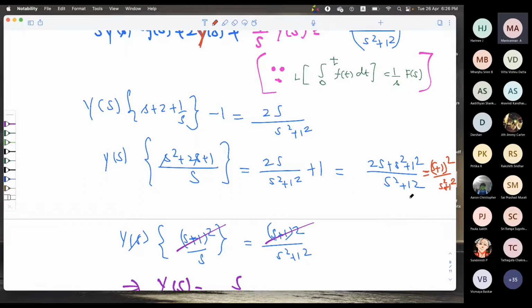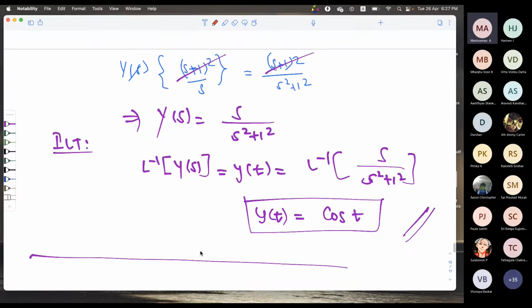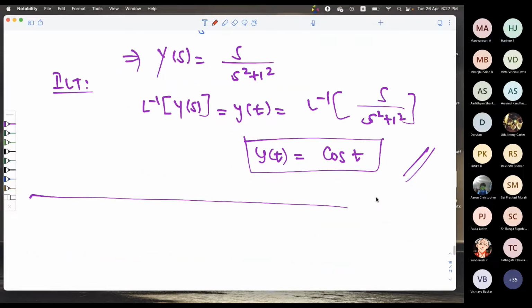So my right side has this, and the left side also has this, so it just cancels out. So 1 upon s, 1 upon s square plus 1 square. So bringing this s to the numerator on the right side. Now if we apply the inverse Laplace transform of y of s, this is my y of t, which is nothing but cos t.